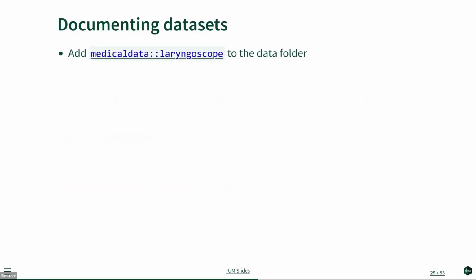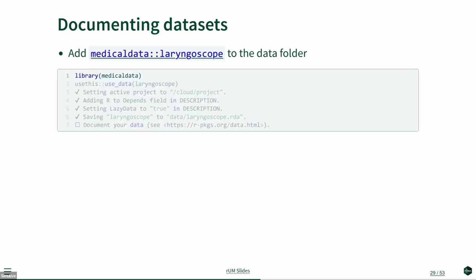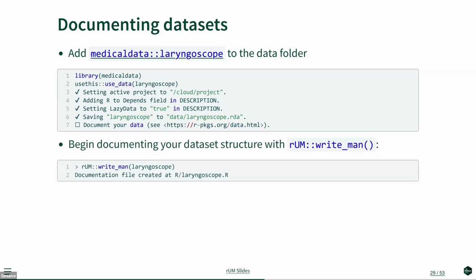So we add our data to our current project, we library medical data, and we use use data because that takes a copy of the data and makes it into the correct format and places it in the correct folder. And then we can begin to document with rUM using write-man. So we write-man on the laryngoscope dataset, and you can see the documentation file was created at r-laryngoscope.r.